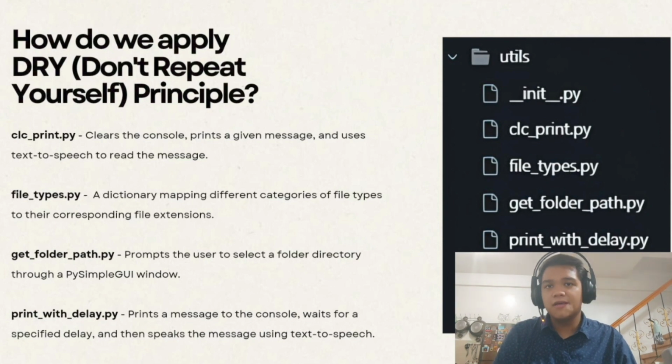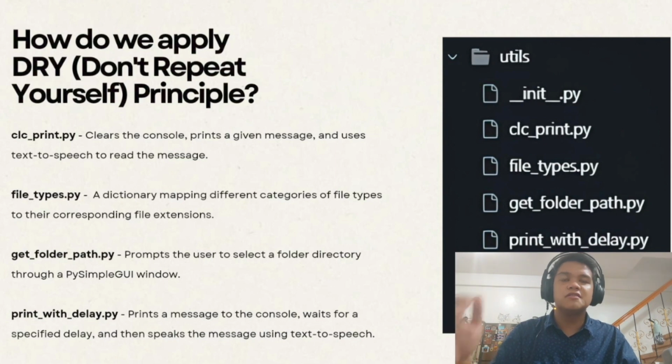So with print with delay, there's also another type of print. It prints a message to the console, it waits for a delay, and then speaks the message using text-to-speech. This is very useful when using the text-to-speech function as it brings a delay before it speaks. That means every time the text-to-speech speaks, it has to wait before it speaks again.